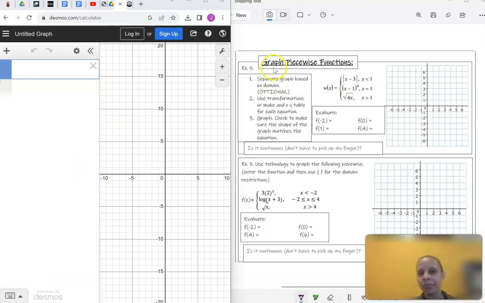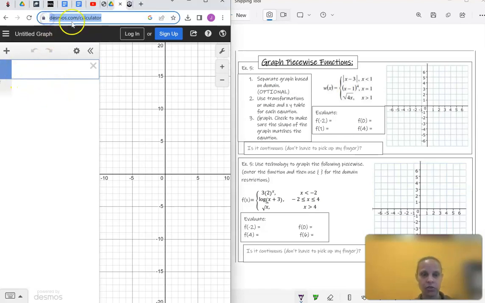All right, so we've talked about graphing piecewise functions, but sometimes some of them are very complicated. So I'm also going to show you how to graph using a calculator. So I'll do example, well, it says example 5, but this is really example 6, and you can do example 5. All right, so all you have to do is type it into the Desmos graphing calculator.